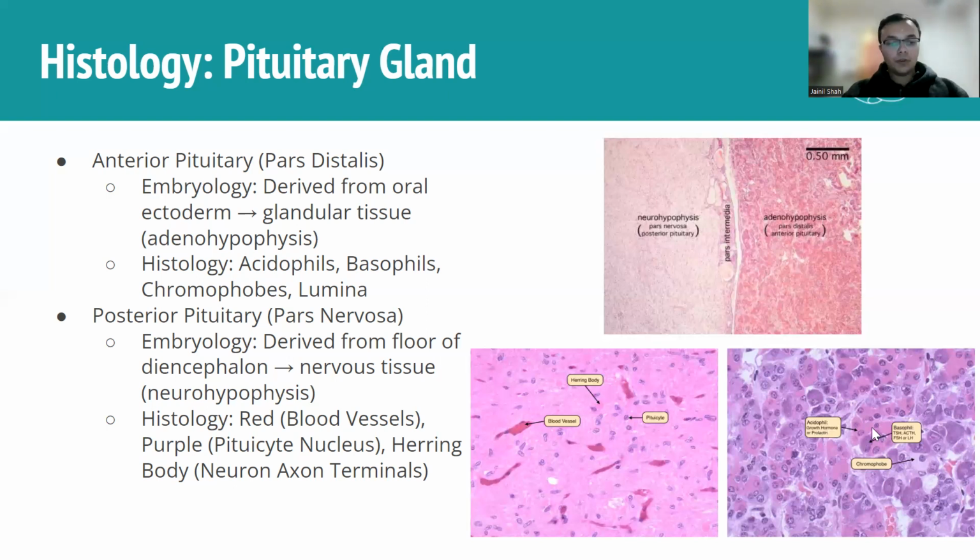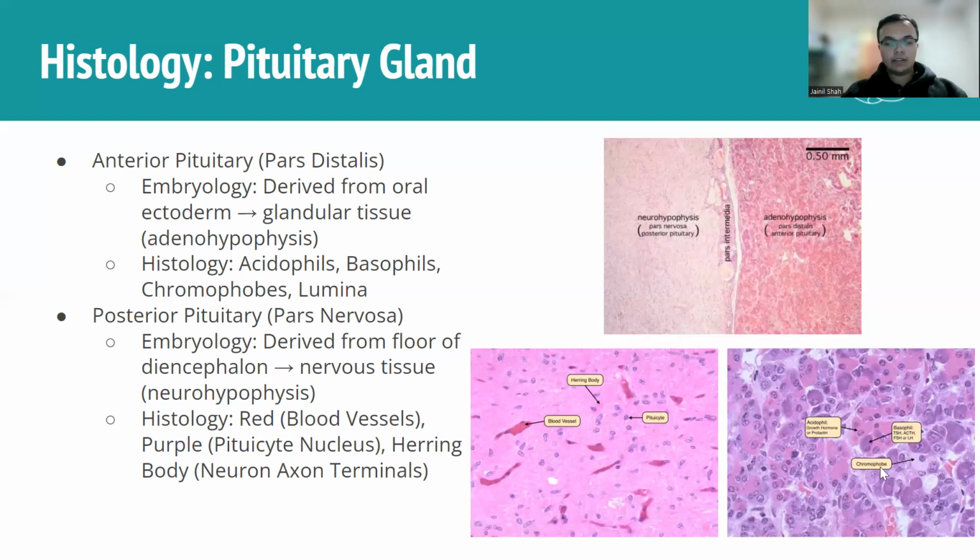Whereas with the basophils, that comes in three different flavors. So you have thyrotrophs that are going to secrete TSH, gonadotrophs that secrete FSH and LH that play a very complex role in regulating the gonads, and corticotrophs which secrete ACTH, and that's the third and final basophil type.